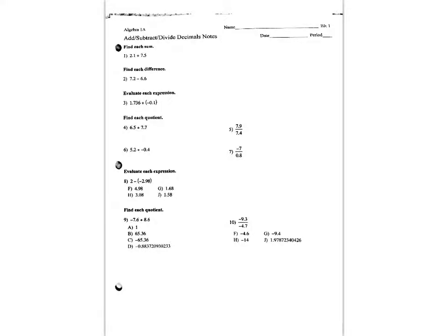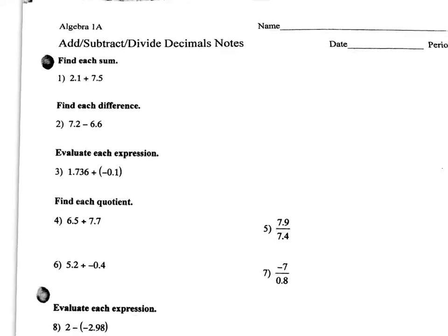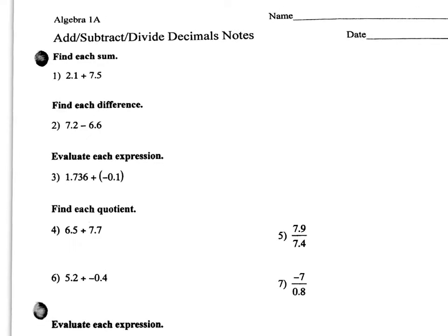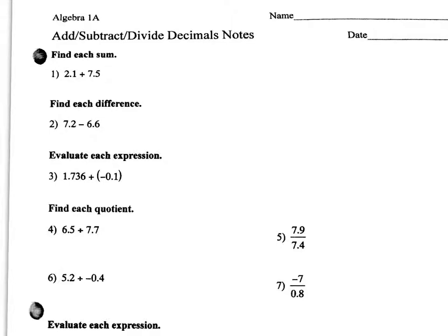All right, adding, subtracting, and dividing decimals. So we've talked about how when multiplying, I don't like the vertical column thing, but when you're adding and subtracting, you do want to do vertical columns. So the first thing I would do is rewrite this.